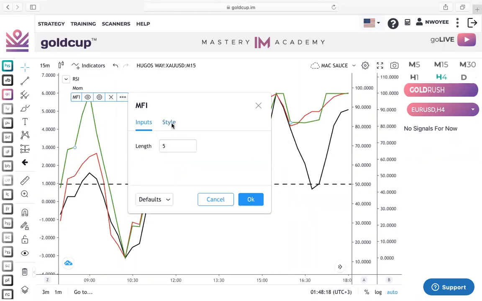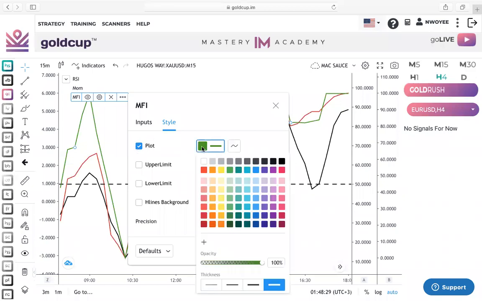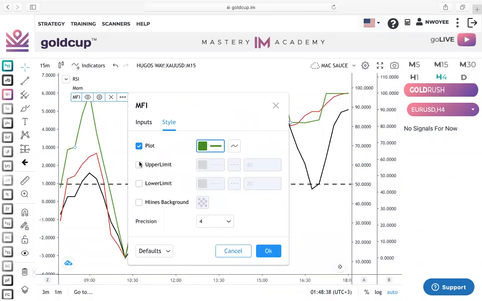And now after that, we're gonna go to the style. This has a little bit of info on it, so just pay attention. Plot is checked and it's green, so green color all the way. And now all of this is unchecked. Upper limit is unchecked, lower limit is unchecked, hide background is unchecked. And then precision is 4.